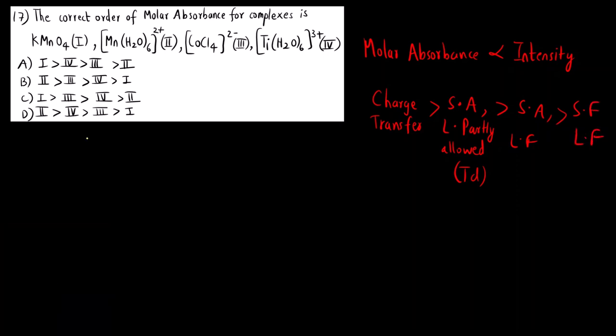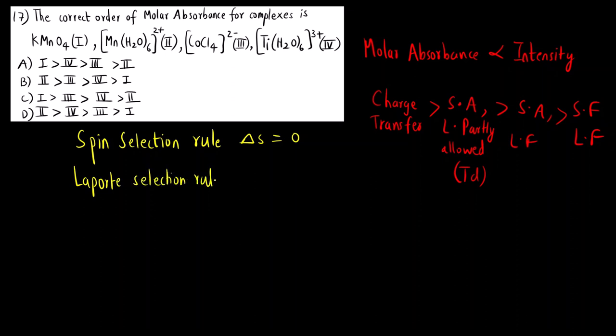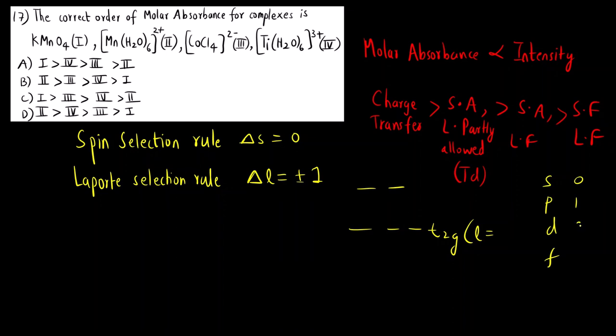These are based on the selection rules. There are two selection rules. One is called the spin selection rule. What is the meaning of that? Delta S should be equal to 0; the change in spin should be equal to 0. And the Laporte selection rule states that delta L should be plus or minus 1. If the transition takes place between d orbitals, these are the set of t2g orbitals, where L is, for spdf, 0, 1, 2, 3. For d it is 2, so the L value is going to remain the same. So if we do a d-d transition, delta L is going to be 0, which violates the Laporte selection rule. The Laporte selection rule says that it should be plus or minus 1.